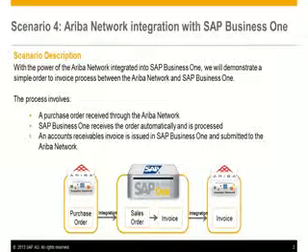The process involves a purchase order submitted through the Ariba Network from a buyer. SAP Business One receives the order automatically and it is processed. An accounts receivable invoice is issued in SAP Business One, and then the accounts receivable invoice is automatically submitted to the Ariba Network and sent to the buyer.